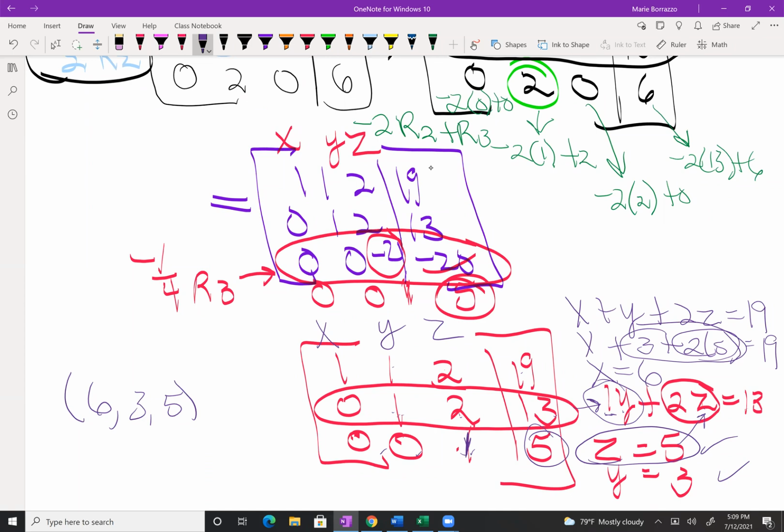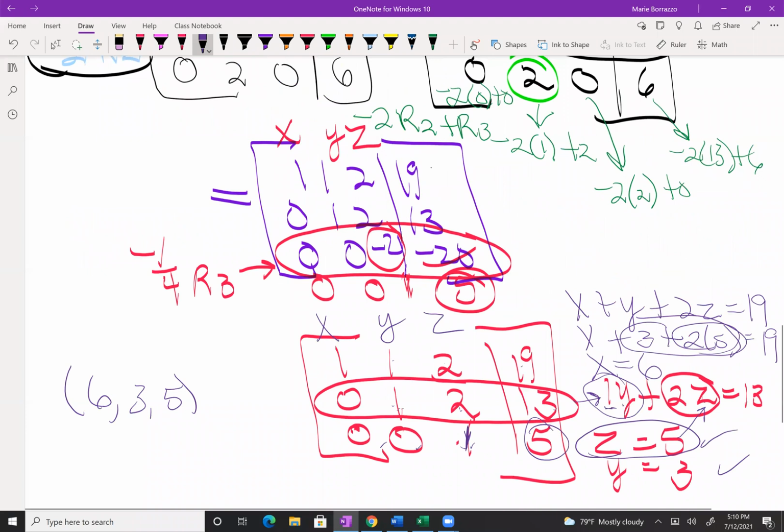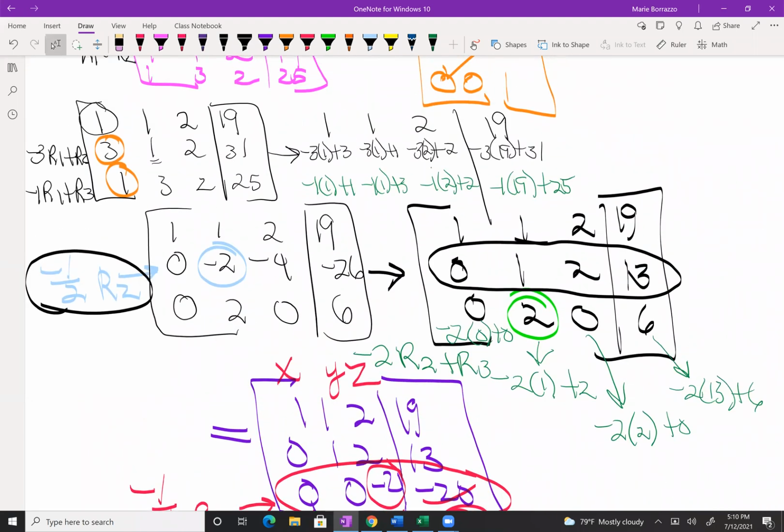So if you follow the pattern where you start with the first row, right? Always start here, number 1. Make that a 1. Then make these a 0. After you're done with that, then you go over here. Make that a 1. Then make that a 0. Then make that a 1. So literally in that order.